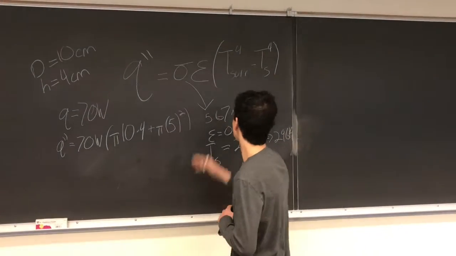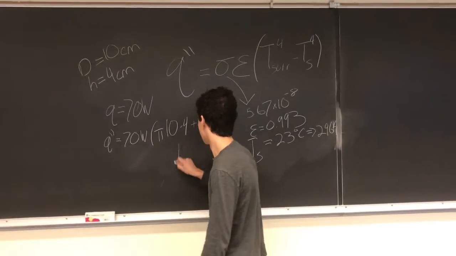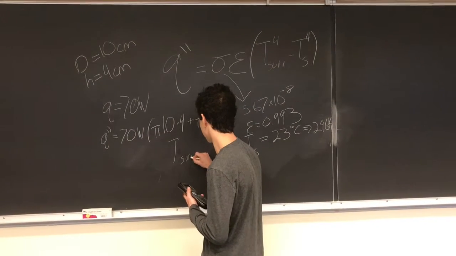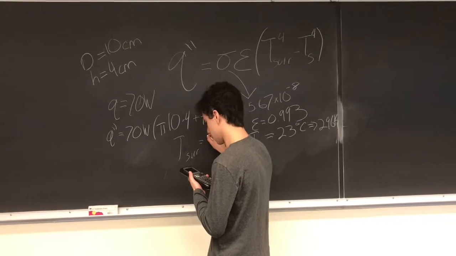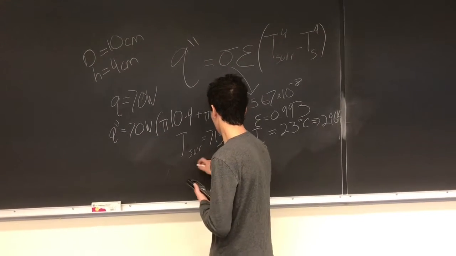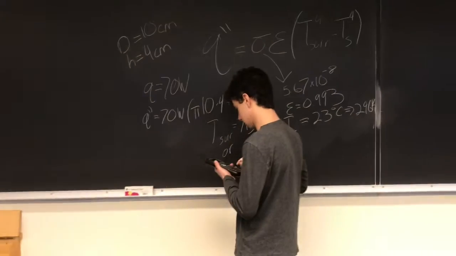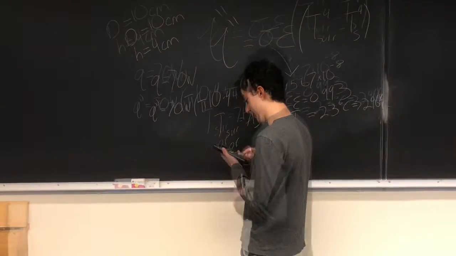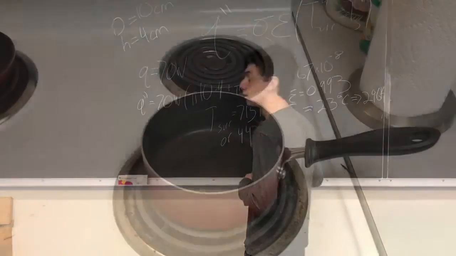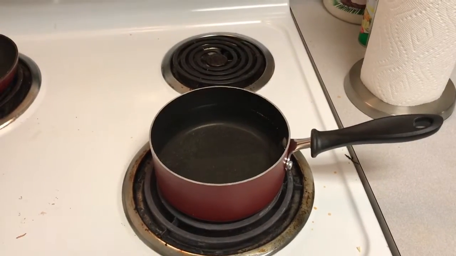And once you've solved for your effective temperature of your surroundings, this is going to be the temperature of the walls of your microwave, you get 715 Kelvin or 442 degrees Celsius. The last part of heat transfer in cooking is boiling.